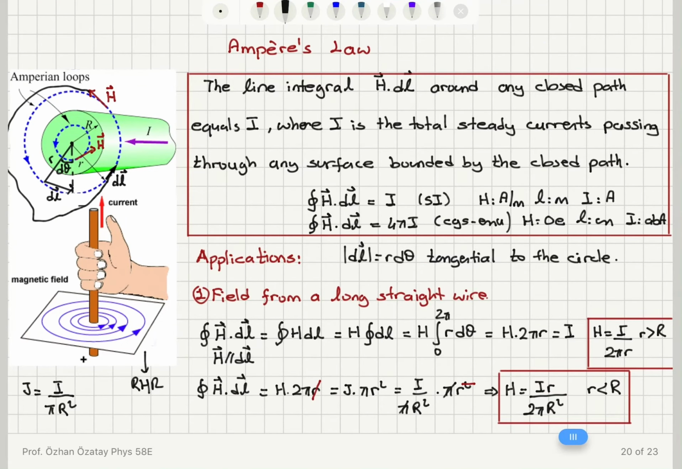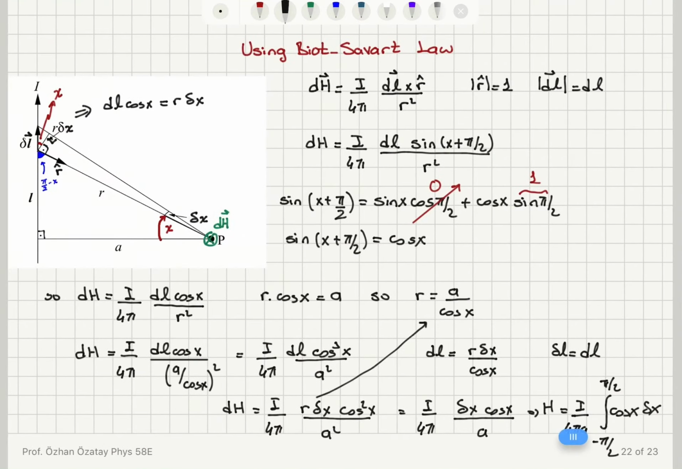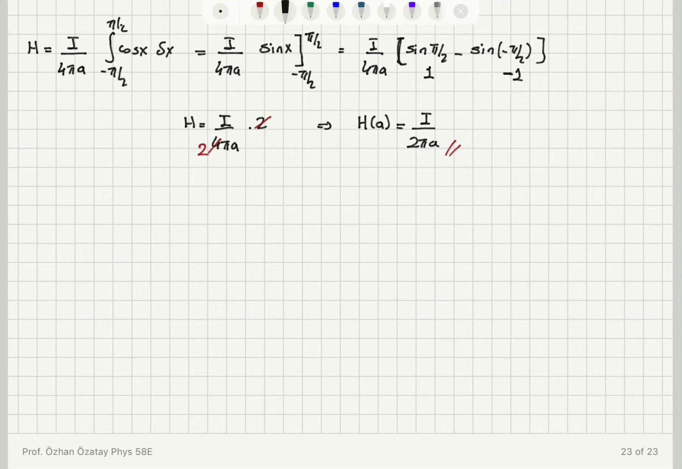So if you go back to Ampere's law, for r greater than capital R, outside the wire, the magnetic field is I over 2 pi r. Once again, this is in SI units. So we have used the Biot-Savart law in SI units. Okay, so this was just a reminder of how to use the Biot-Savart law.